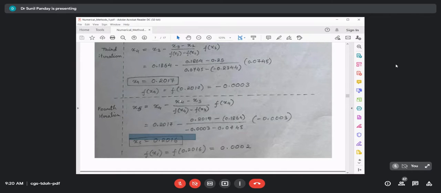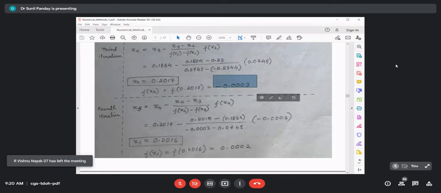So the secant method is easy to apply. You just have to remember the iteration: xk plus 1 equals xk minus (xk minus xk minus 1) upon (f of xk minus f of xk minus 1) into f of xk. And we can see that at each and every iteration we are getting a better value. Like f of x4 is here 0.003, so it is near to 0.